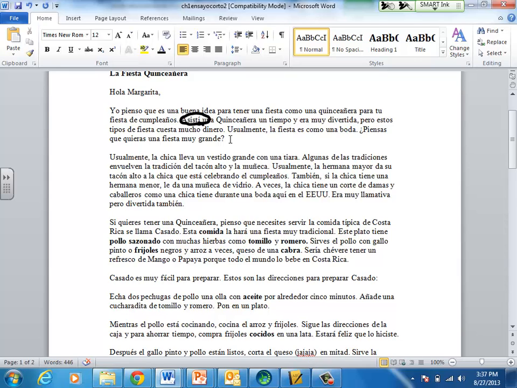So here I'm using the preterite and the imperfect. I attended a quinceañera, and it was very fun. So I'm describing it here, so that's why I use the imperfect here. This is the imperfect tense. And right here I'm using the preterite because I just attended it once. So we talked a little bit about that last time.